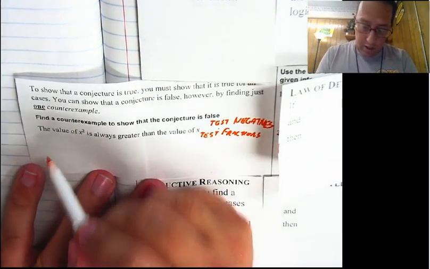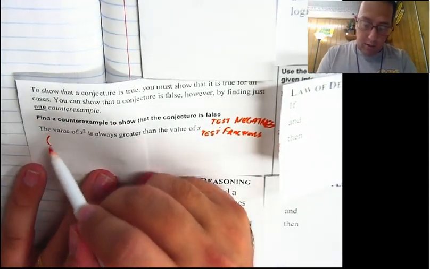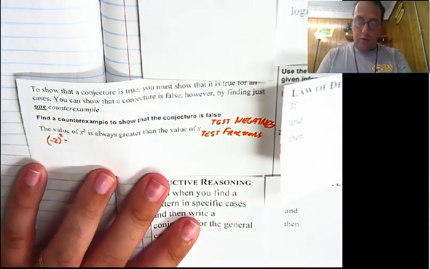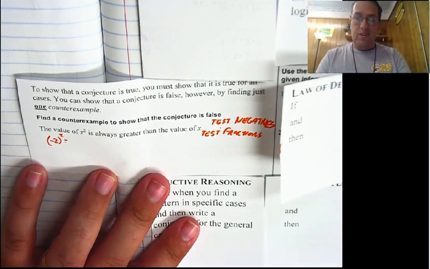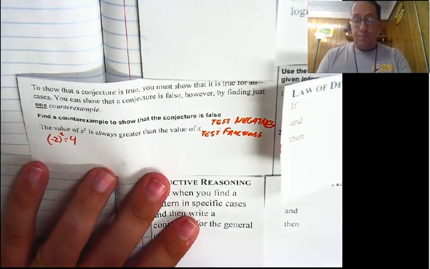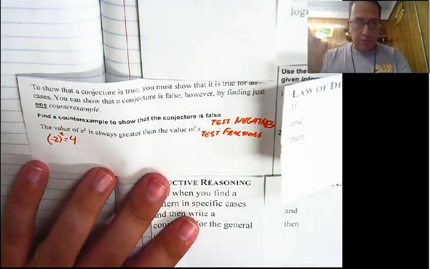So x squared is always going to be bigger than x. Let's try negative 2. Why not? Negative 2 squared equals, well, negative times negative is positive. That's positive 4. So that's no good. Not what we're looking for, because that proves that it's true, right?